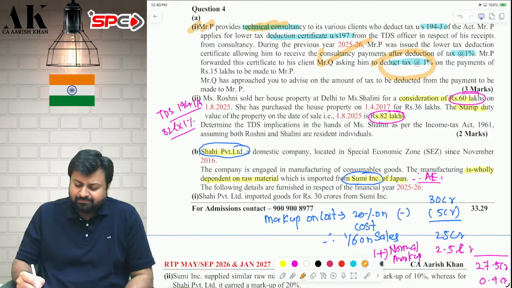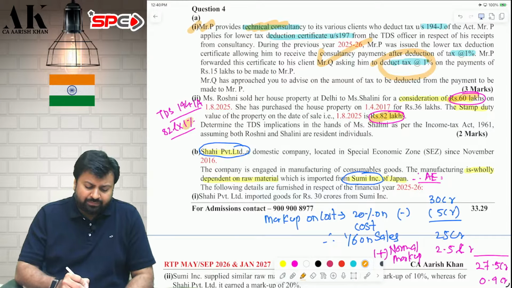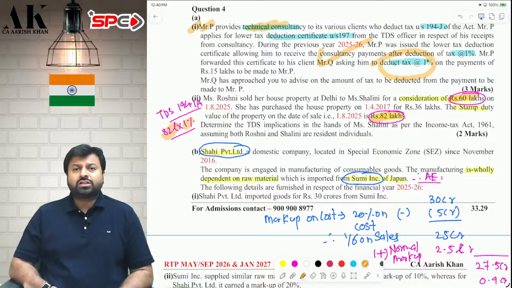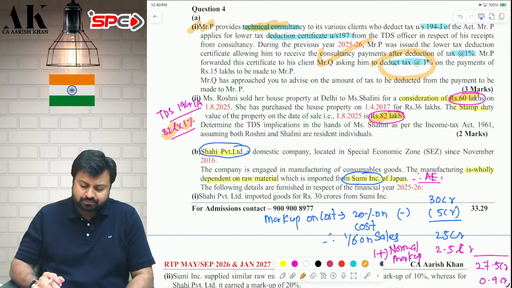Second question, very simple. I am purchasing a house of 60 lakh rupees. The stamp duty value of the house is 82 lakhs. So I will deduct TDS at the rate of 1% on whichever is higher under 194IA. The consideration is 60 lakh, but the stamp duty value is 82 lakh. Therefore, I will deduct 1% TDS on 82 lakhs. I hope it is clear to all of you.